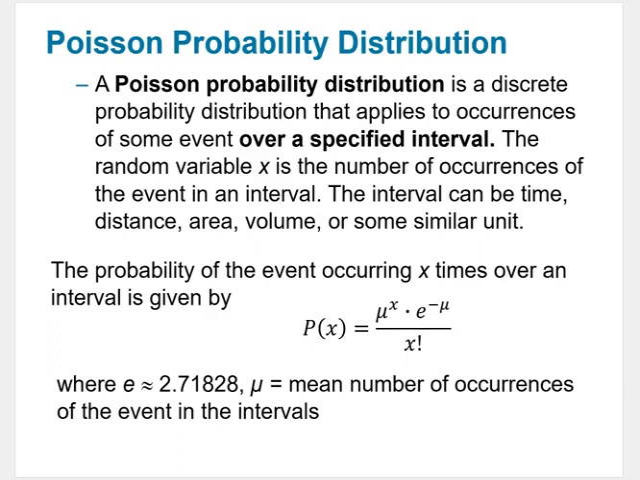Please make sure that you understand how to use the e raised to the power button on your calculator, and everyone has one. You will need the power button as well to find mu raised to the x power, and make sure you know where your factorial button is on your calculator. These are three things you need to know so that you can use your calculator to find these. Being comfortable with your calculator is very important.